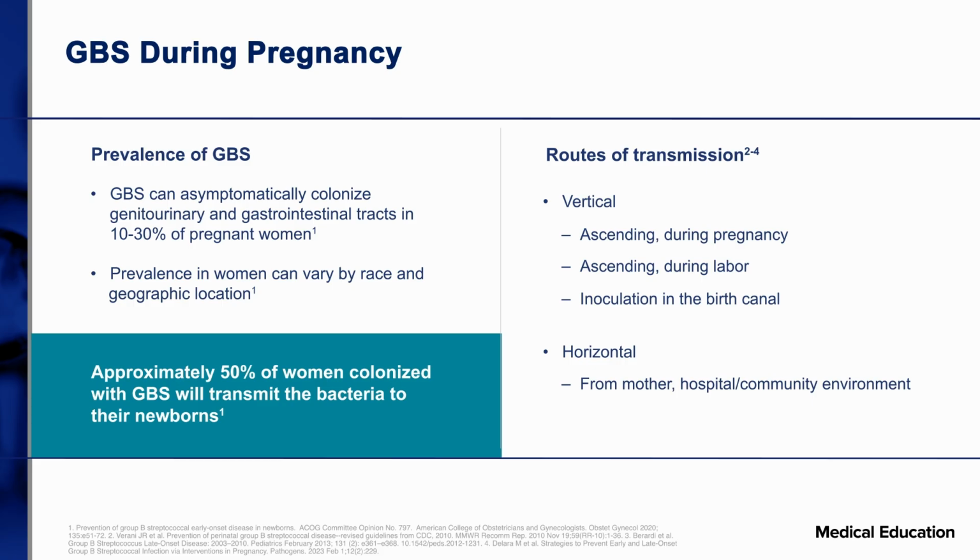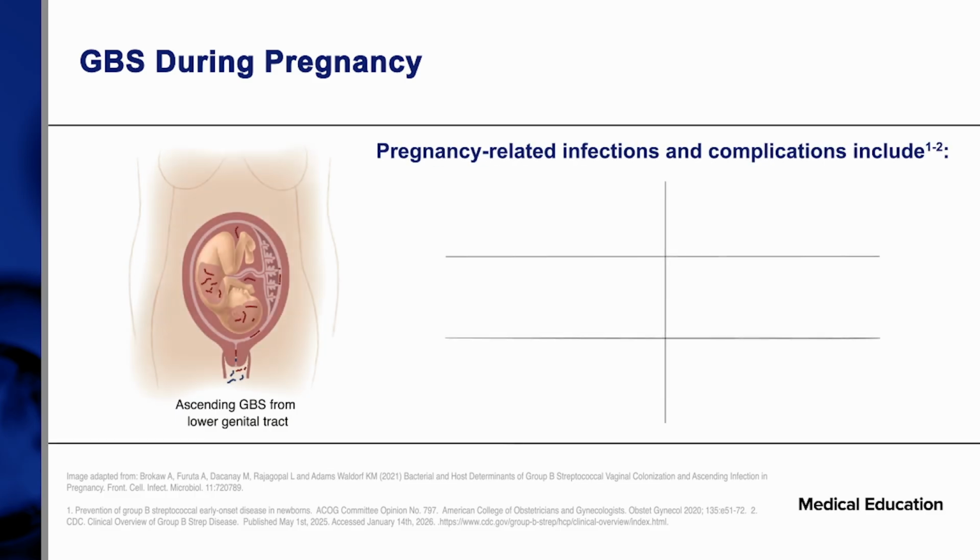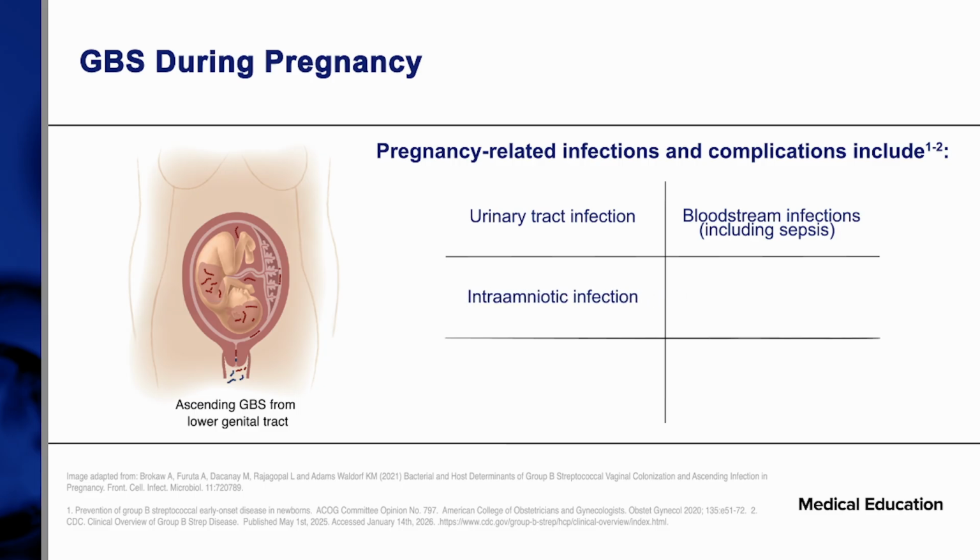And furthermore, as we delve into Group B Strep during pregnancy, there really are infections that are really well known that can cause complications in Group B Strep. Before birth, manifestations are things like urinary tract infections in the mother, as well as more severe manifestations of bloodstream infections, including sepsis, as well as intraamniotic infection or endometritis. And obviously these can cause major complications, leading from everything from a preterm delivery even to a stillbirth.